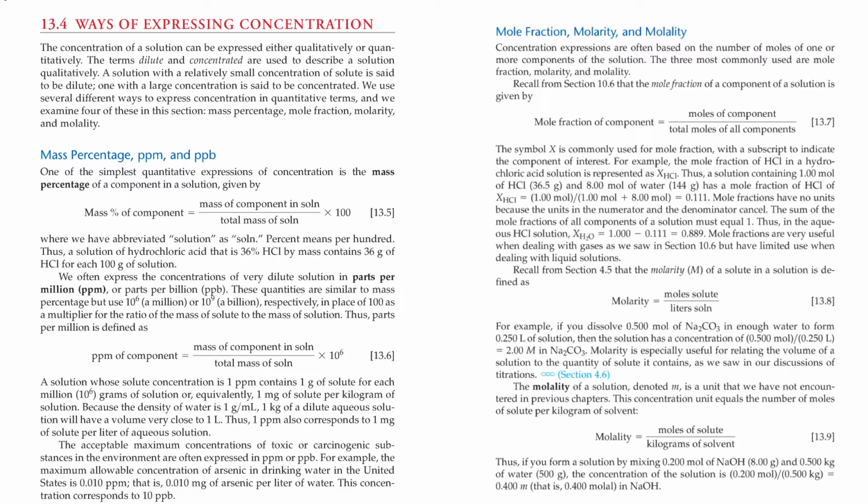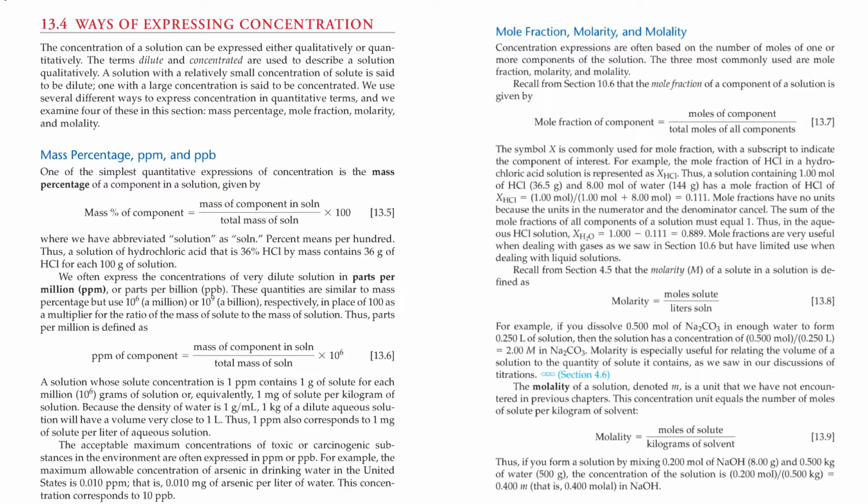A solution whose solute concentration is 1 ppm contains 1 gram of solute for each million grams of solution, equivalently 1 milligram of solute per kilogram of solution. Because the density of water is 1 gram per milliliter, 1 kilogram of a dilute aqueous solution will have a volume very close to 1 liter. Thus, 1 part per million also corresponds to 1 milligram of solute per liter of aqueous solution.